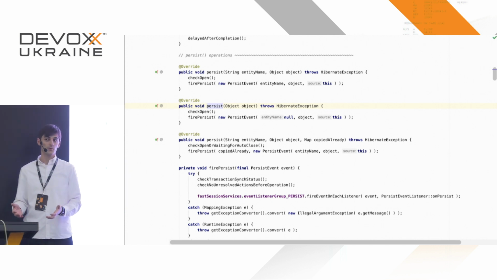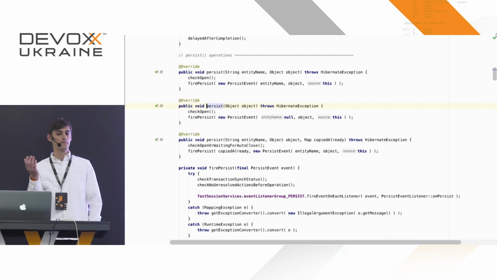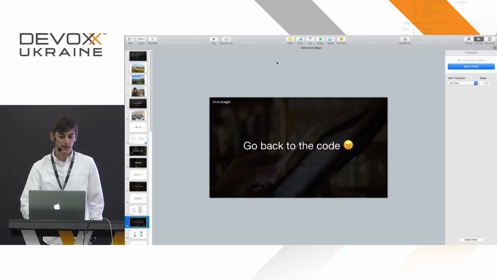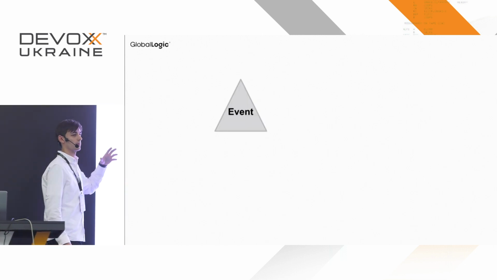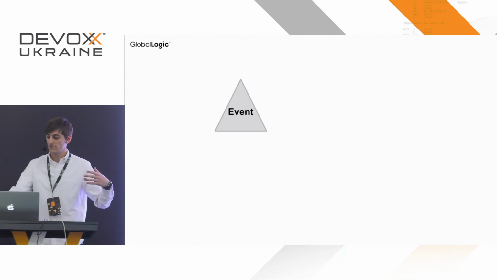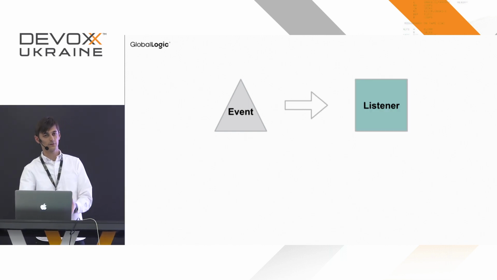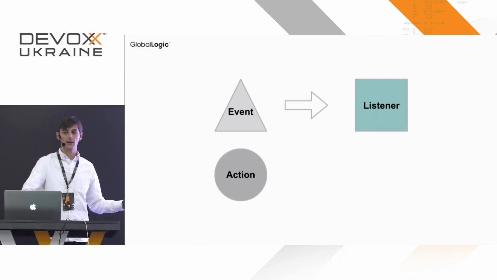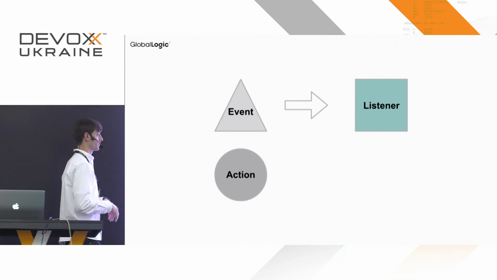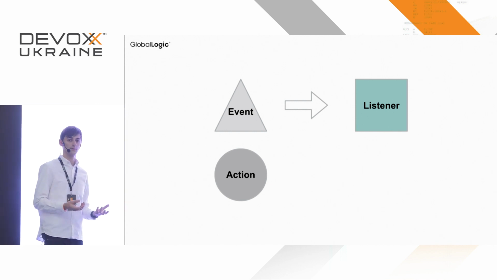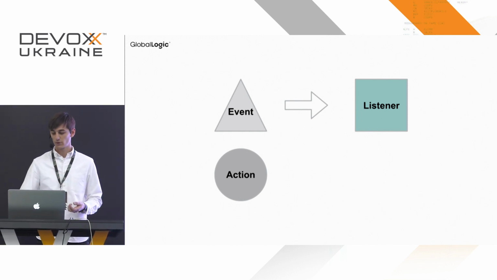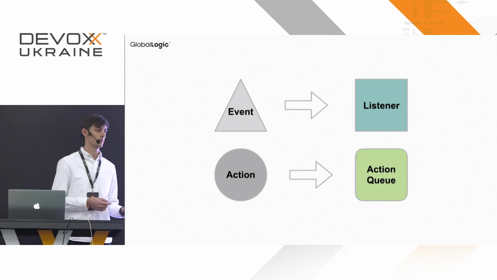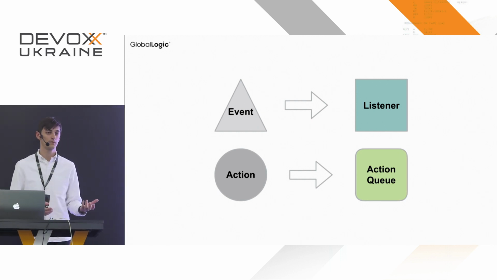And it becomes much more interesting because we have events now. It works like that: you have an event every time you perform a persist or remove. That event is then handled by an event listener, which processes that event. Eventually that event becomes an action. An action represents the SQL statement, and then that action is not performed synchronously. It's only collected into the action queue. That's how it works.